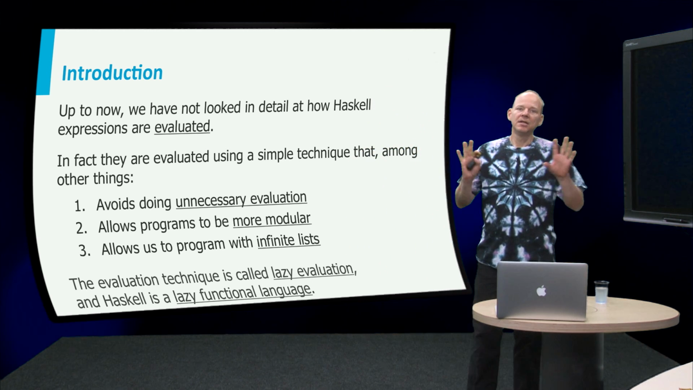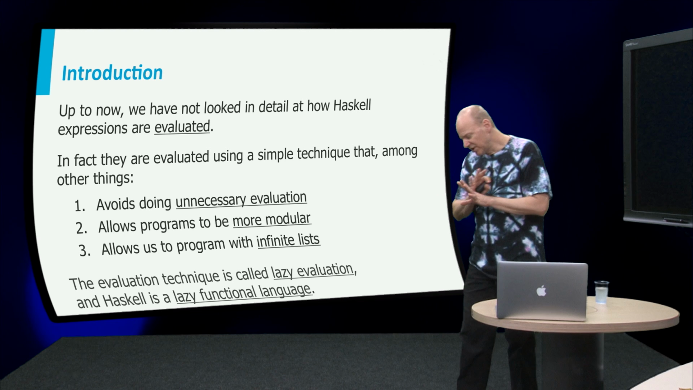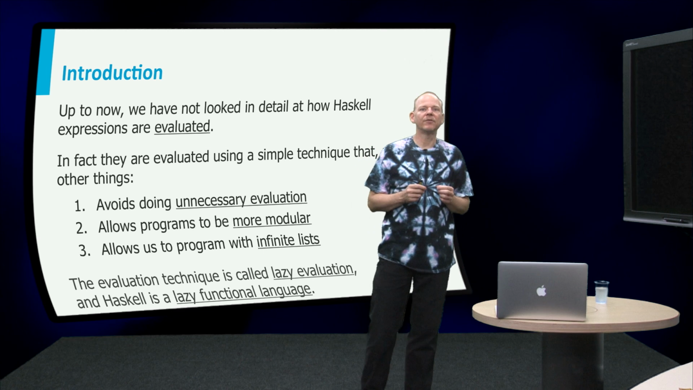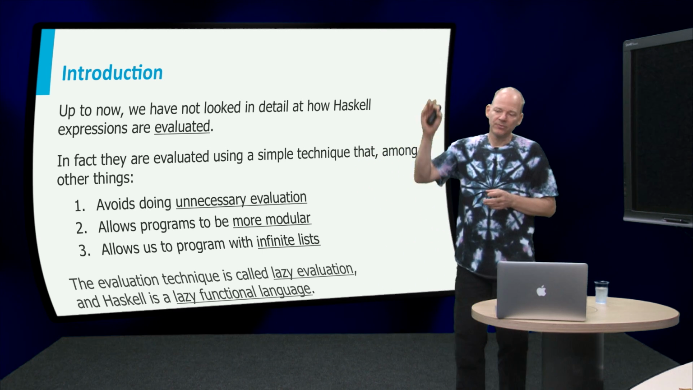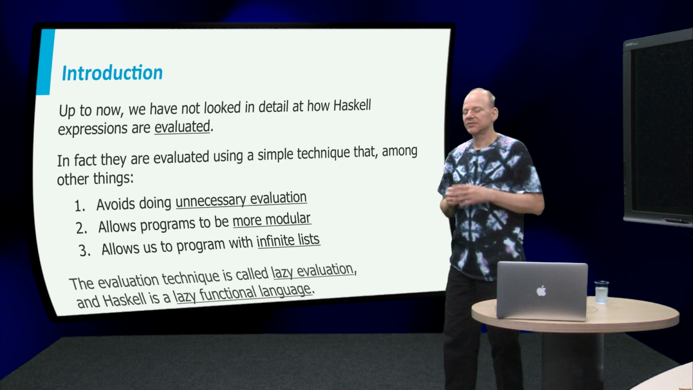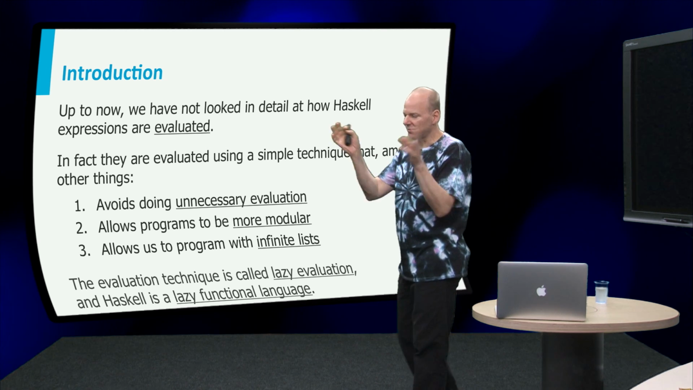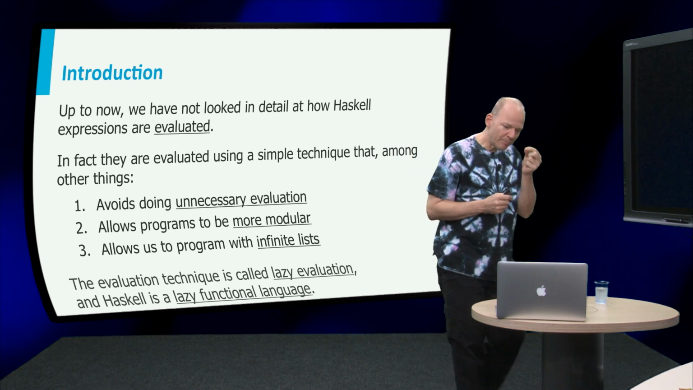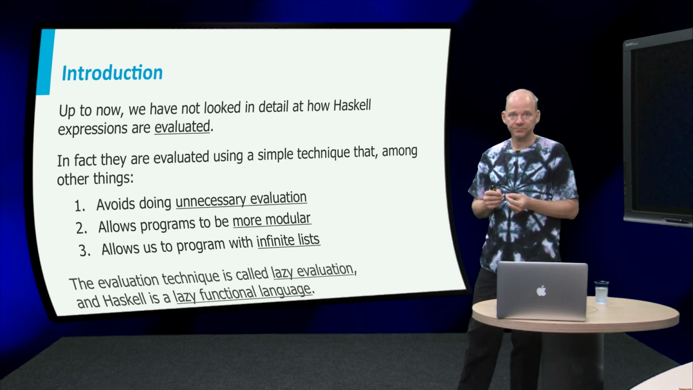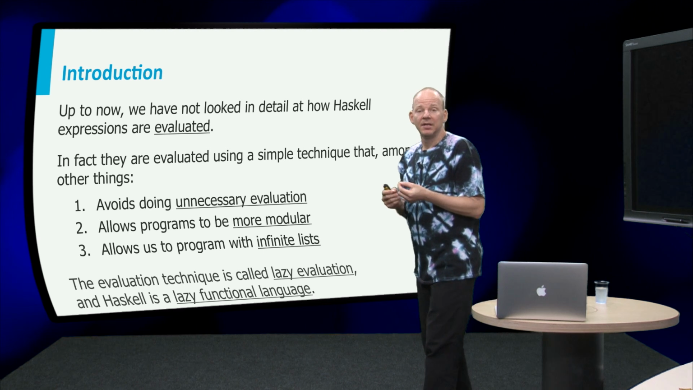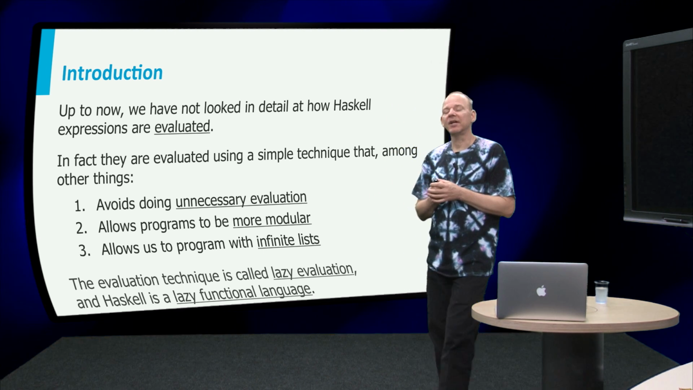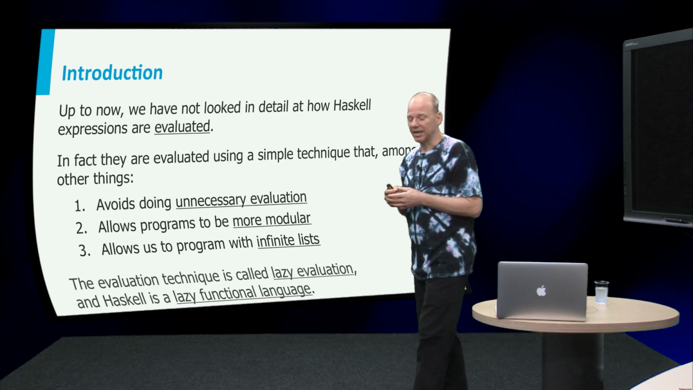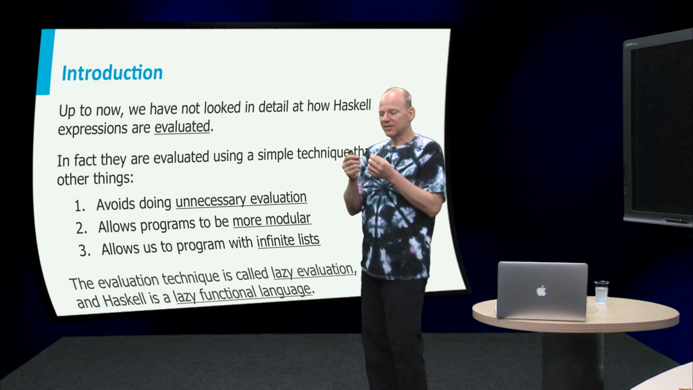Okay, so up to now, we have not really looked at all at the details of how expressions are evaluated. We have done evaluations on the slides where we kind of unfolded definitions and so on, but we have not made this thing precise. Actually, Haskell expressions are evaluated with a fairly simple strategy. And the idea is that it's lazy.